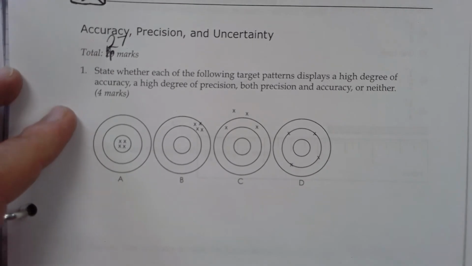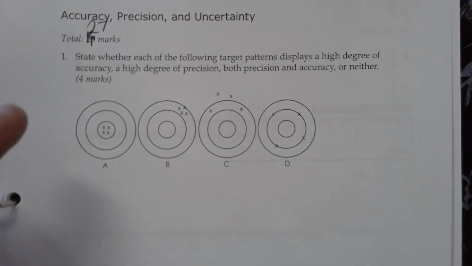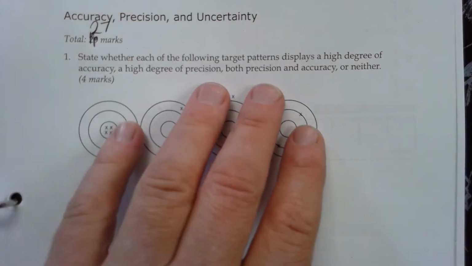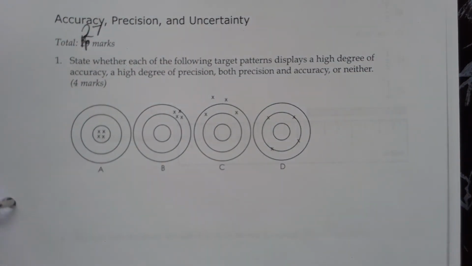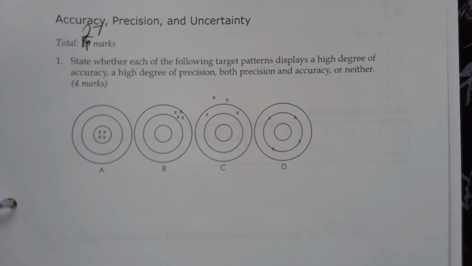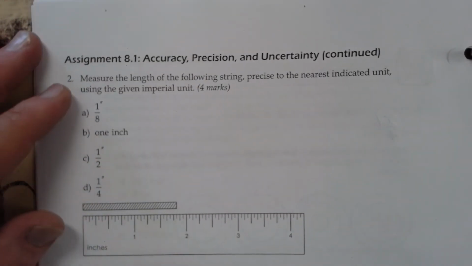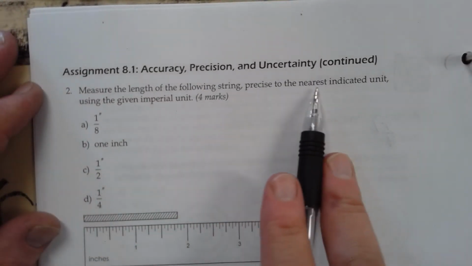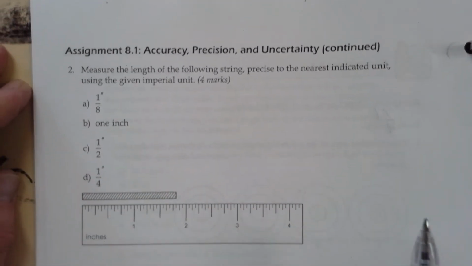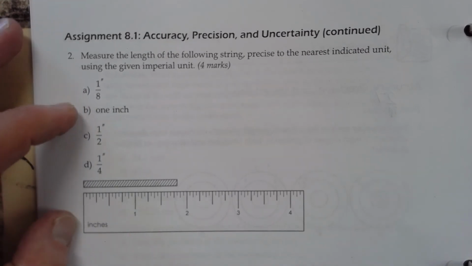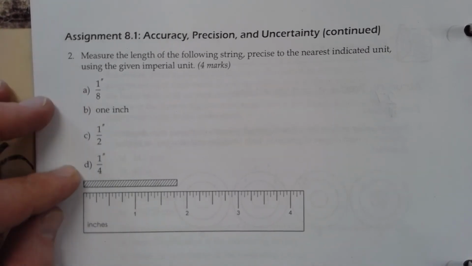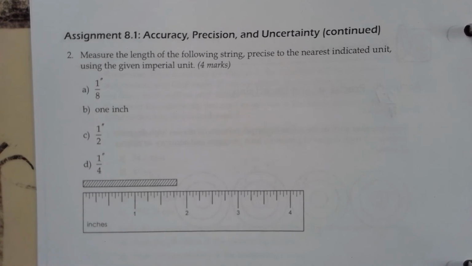Here you see question number 1, where you compare accuracy and precision, or both or neither. Very similar to the activity with the targets a few pages back from class number 7. Here we have the length of the string precise to the nearest indicated unit using the given imperial unit. So 1/8 of an inch, 1 inch, half inch, quarter inch. Every single time, how close is it?